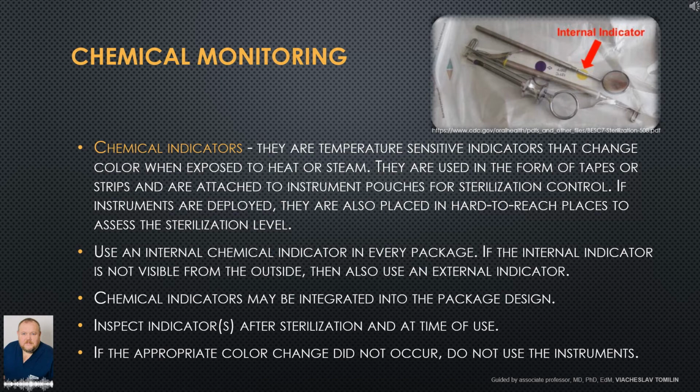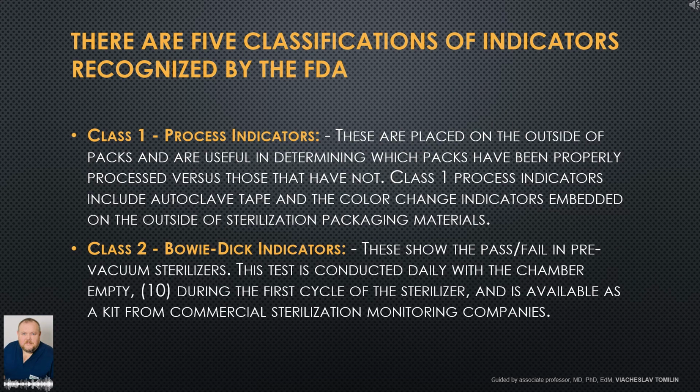Chemical indicators may be integrated into the package design. Inspect indicators after sterilization and at time of use. If the appropriate color change did not occur, do not use the instruments. There are 5 classifications of indicators recognized by the Food and Drug Administration. Class 1. Process indicators. These are placed on the outside of packs and are useful in determining which packs have been properly processed versus those that have not. Class 1 process indicators include autoclave tape and the color change indicators embedded on the outside of sterilization packaging materials.